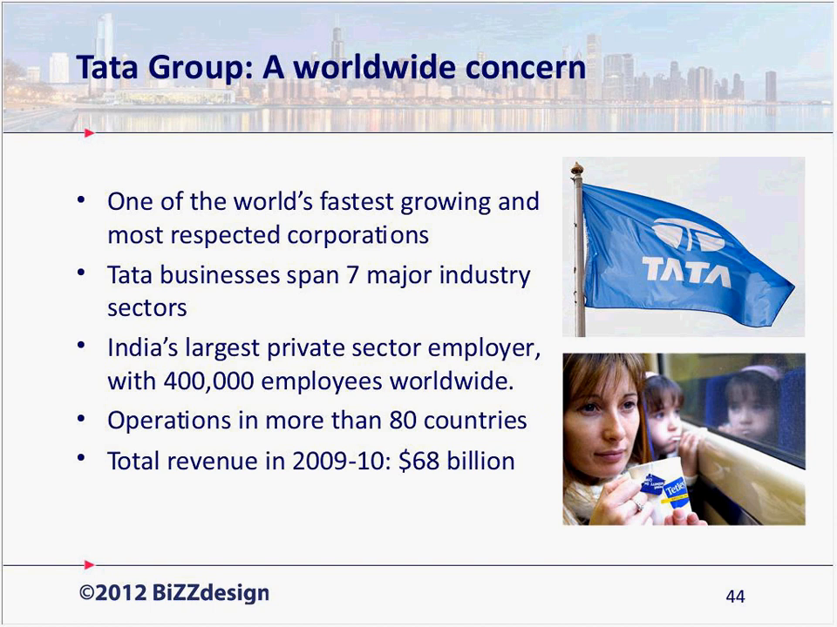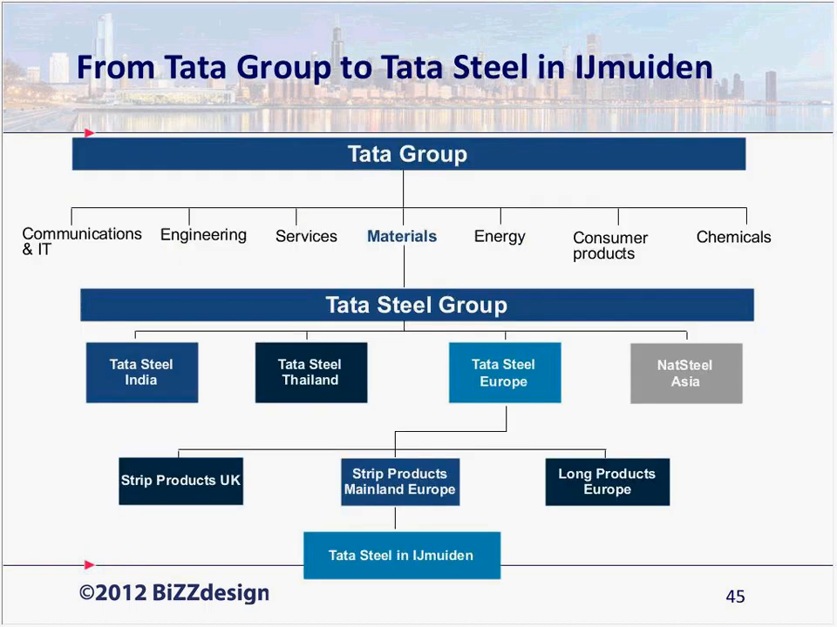Some about the company. Tata Steel is part of the Tata Group, and the Tata Group is one of the largest and fastest growing organizations. It's based in India, with 400,000 employees, in more than 80 countries. The group does a lot of things. They engage in IT and engineering, but the Tata Steel Group is part of materials, and the Steel Group again consists of different locations: India, Thailand, but also Europe.